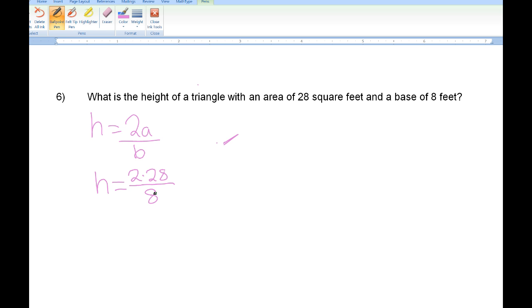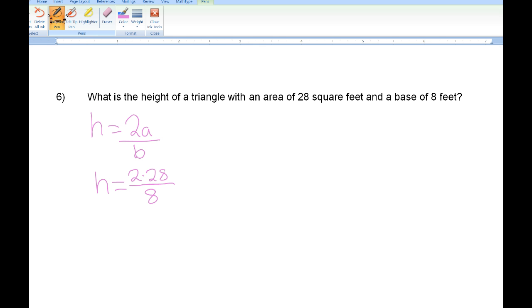Why do we have 2A over B on there? Because it's the same formula that we came up with in the previous part. Remember how we had 2A over B is equal to H? You're trying to find the height, so we're just solving for H. It's just easier to plug in. You can actually go back to the original.